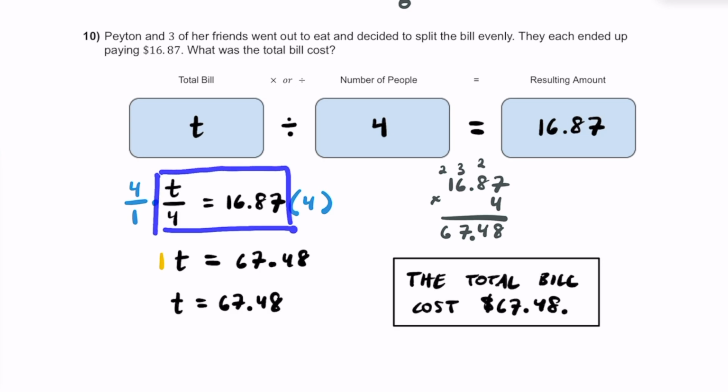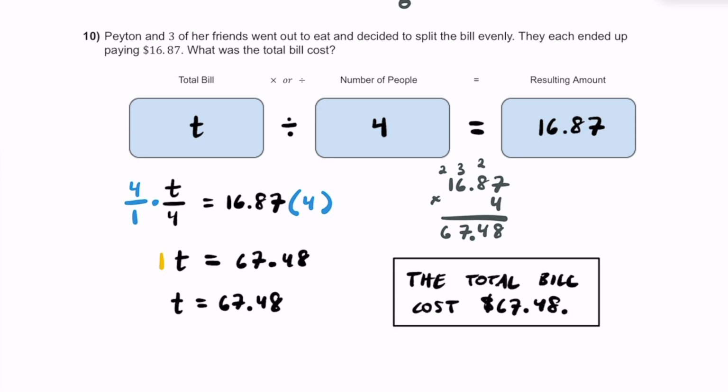You can see that we started off with our one-step equation here. When we went ahead and multiplied both sides by 4, that's using the multiplication property of equality. Then basically we ended up with getting 1 over here, just because you can see 4 divided by 4 does equal 1. And then you can see we got rid of the 1 by using the identity property of multiplication. In summary, this number that we got here is just telling us how much the food was altogether for Peyton and her friends.